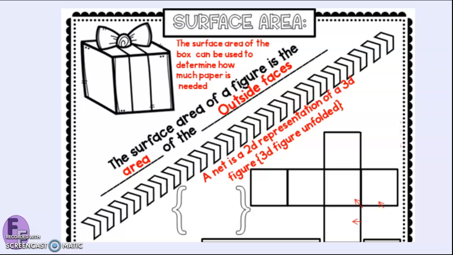A net is a 2D or flat representation of a 3D figure, or a 3D figure unfolded. This is called a net. This is a net for the box. It is considered the net of a cube. Nets show faces of figures. These are its faces.